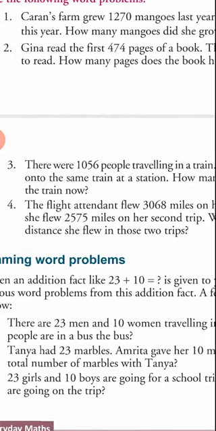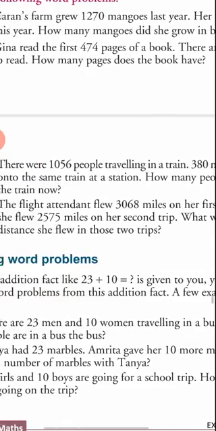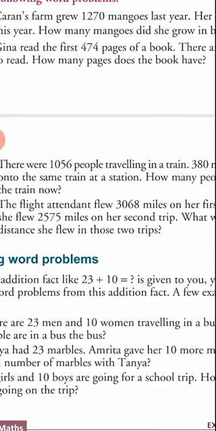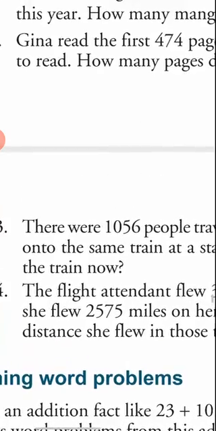So you just have to write mangoes grown last year is equal to 1270 and mangoes grown this year is equal to 1220, and just simply add, you will get the total number of mangoes grown. Addition is simple, you just have to add these two numbers and this we have done. Similarly, you just have to place the numbers one below the other and in that way you will get your answer. So let us move towards question number 2 now.